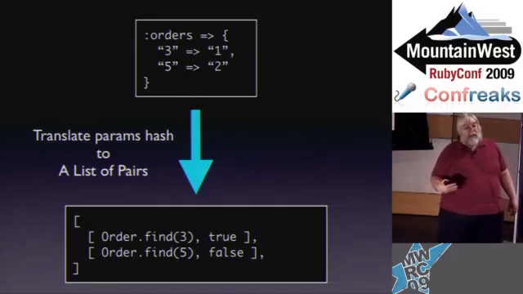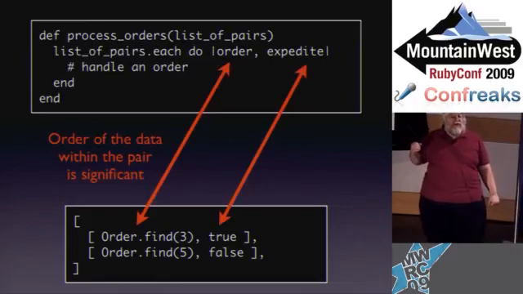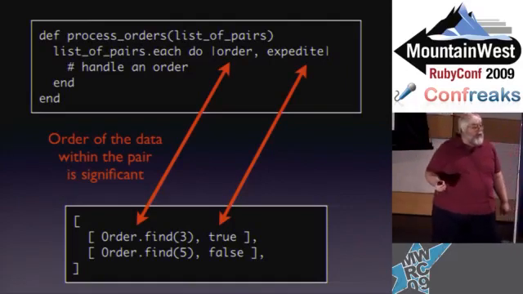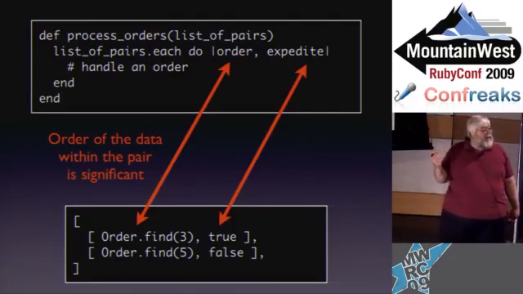So I translated that hash into a list of pairs. And each pair had a first element and a second element. The first element was the order, and I used the value returned from the params hash to find it. And then I translated the 1 and 2 into true and false, whether we should expedite or not expedite. So there is a connascence between the ordering of the pairs and the processing of this list of order pairs.